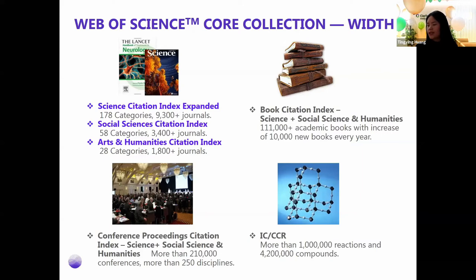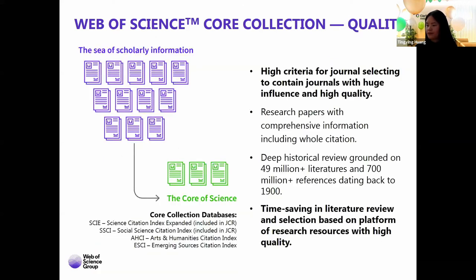All of these three collect high quality academic journal articles from all around the world. Not only journal articles, Web of Science also contains conference proceedings in CPCI and book citations about academic books in BKCI and so on. You can see from this slide. This kind of data provides us a more full-scale dataset and database for research data and information.